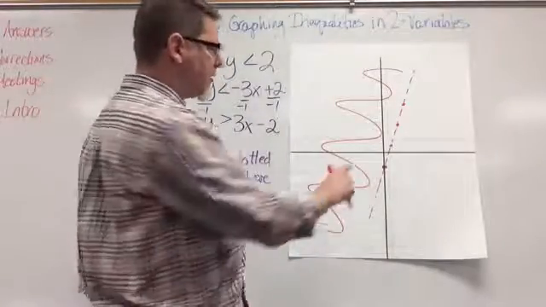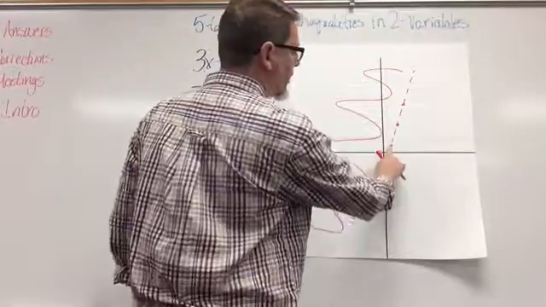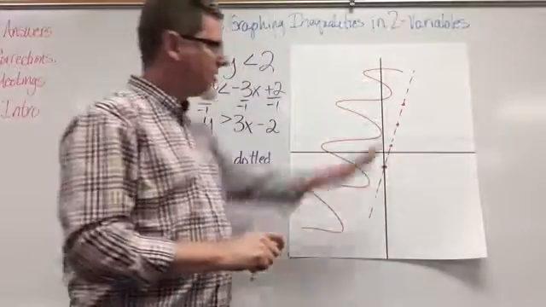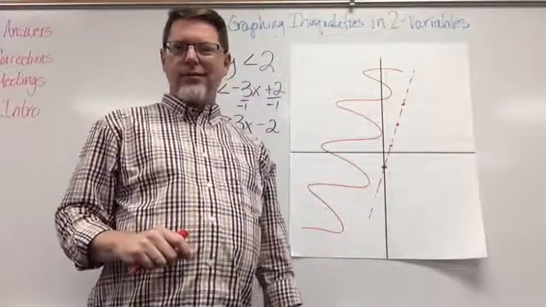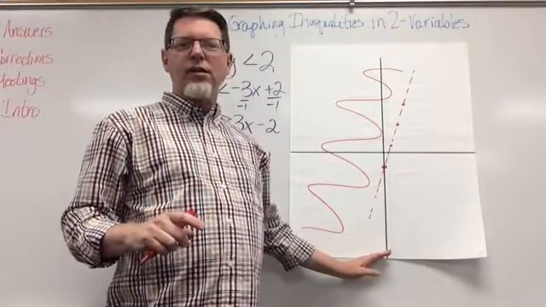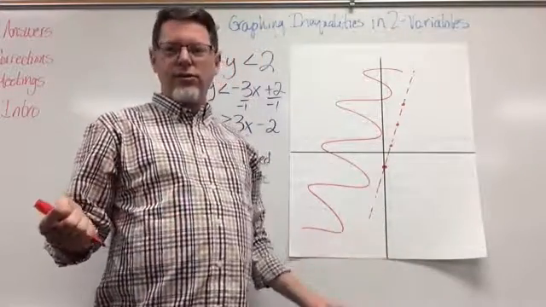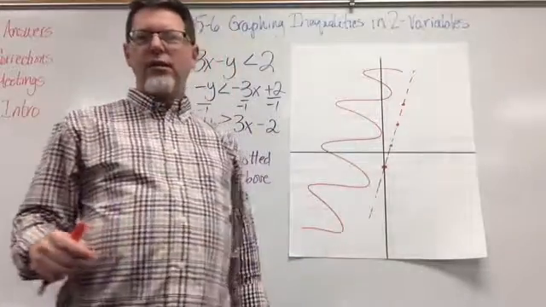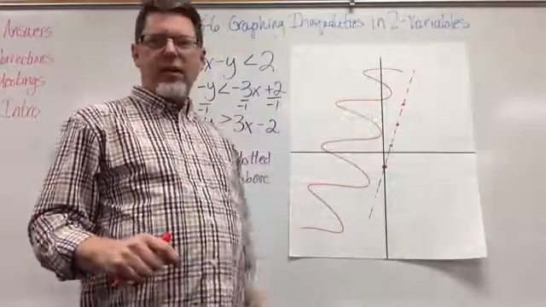Now, is 1 comma 1 a solution? It's on the line. The answer is no, because the line is dotted, so none of the points on the dotted line are solutions. Only things, in this case, above the line.